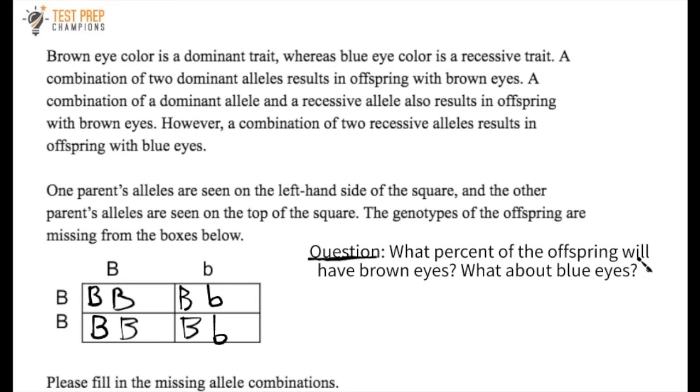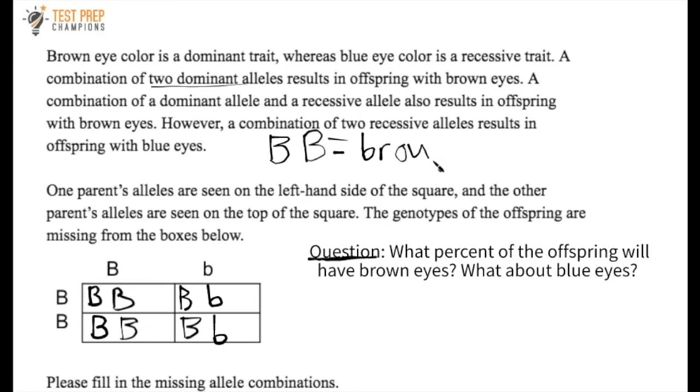Okay, so to make sense of this, we've got to understand the information here from this first blurb. So what you need to know is that there are two alleles here that are combining. So one parent has a big B and another big B. They've got two big B alleles. Then another parent up here has a big B and a little b allele. Now, we have to think here, whenever you write a dominant allele, you always use a capital letter. All right, so the allele combination big B, big B, that's two dominant alleles. It tells us here the combination of two dominant alleles is going to result in offspring with brown eyes. All right, so two big B's is going to give us brown eyes.